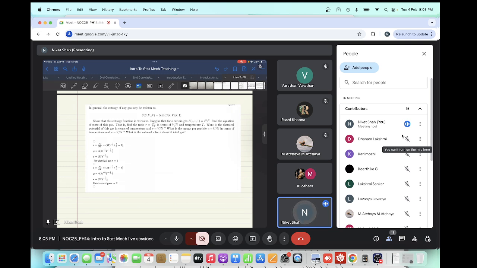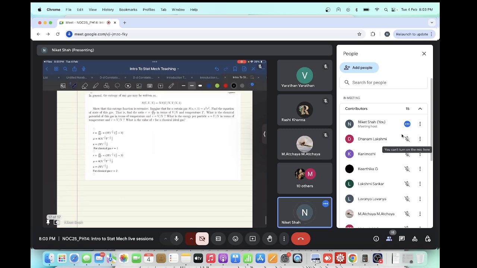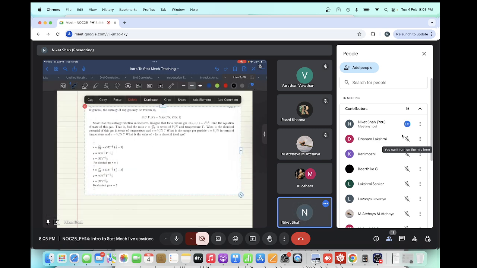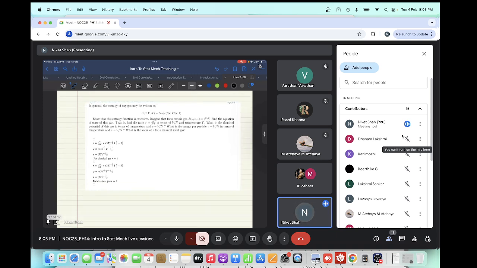In general, the entropy of any gas may be written as S of U, V, N is equal to N into S of U by N, V by N, and 1. Show that this entropy function is extensive. Imagine that for a certain gas, the entropy function is of this form. Find the equation of state of this gas, that is, find the ratio R is equal to PV upon NT in terms of V by N and temperature T.